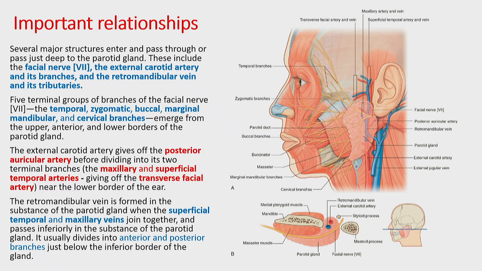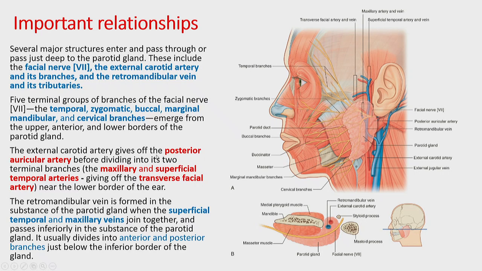Important relationship of this parotid gland, be careful: three structures are passing through the parotid gland. Very important. One we already said is the facial nerve, which, after coming out of the skull through the stylomastoid foramen and giving some branches, enters the parotid gland and makes a plexus, which is called the parotid plexus or intraparotid plexus, and it gives 5 branches. To remember these 5 branches, if you put your hand on the facial region, those are the temporal, zygomatic, buccal, marginal mandibular, and cervical branches.